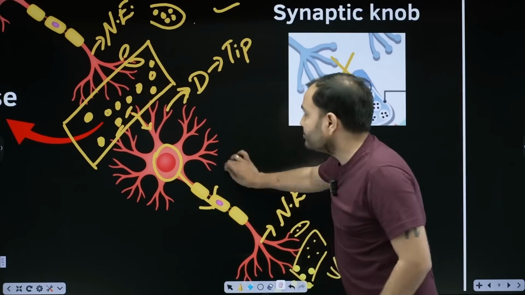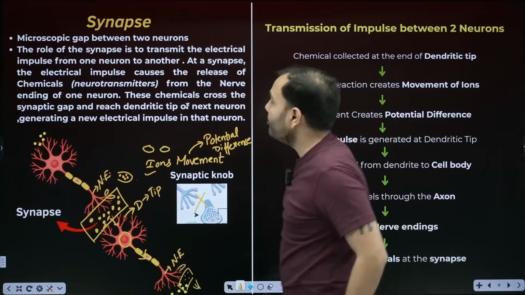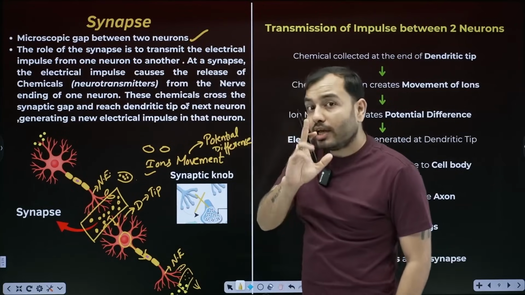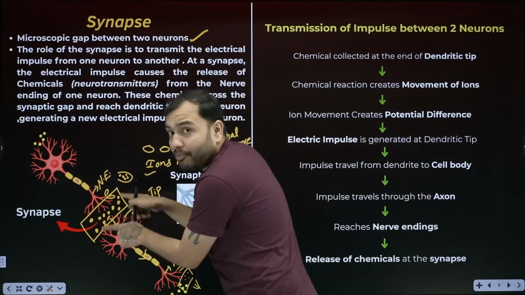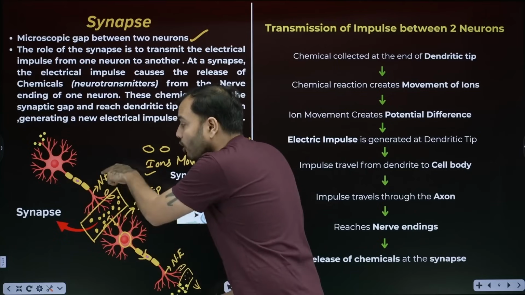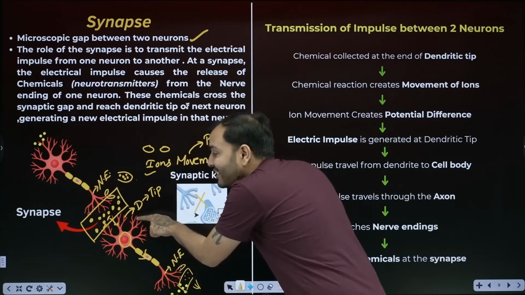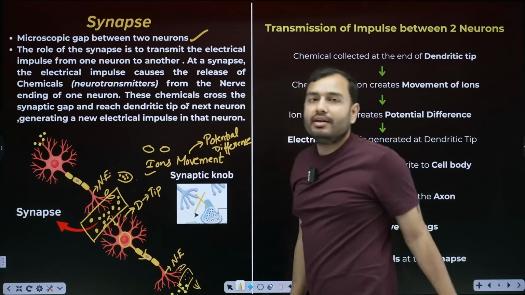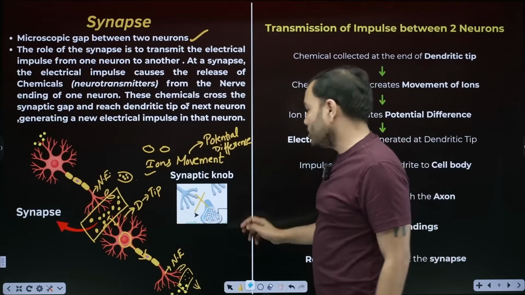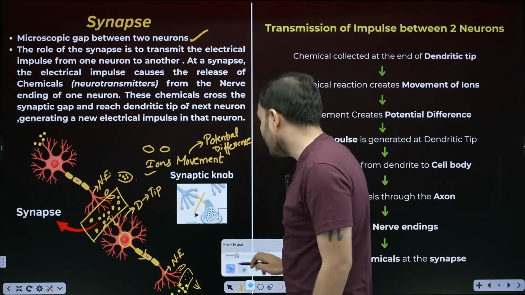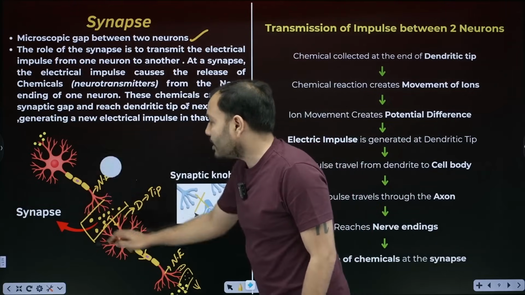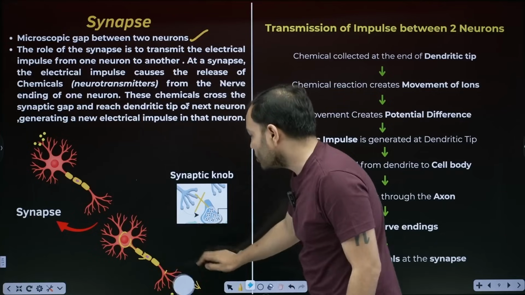Clear? All these things are written here. The microscopic gap between two neurons is synapse, either said like this, or the microscopic gap between the nerve ending of the first neuron and the dendrite of the next neuron. Okay. Now one thing is asked: what is the job of the synapse? What is the main function of the synapse?